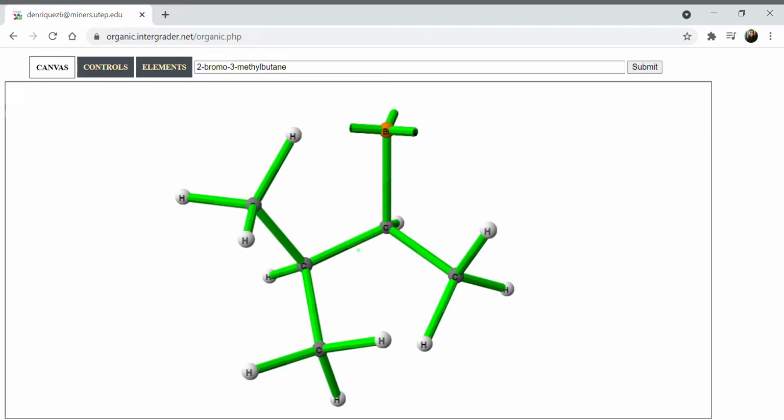And I see one over here. So I'm going to look for the highest priority. My bromine is the highest. This branched out molecule is the second, and then third. So it's going counterclockwise, so it's S. So I'll put S in parentheses with a dash.